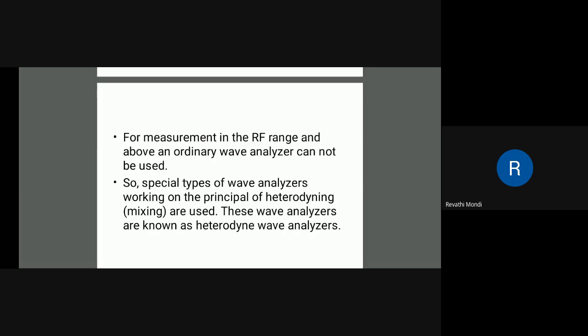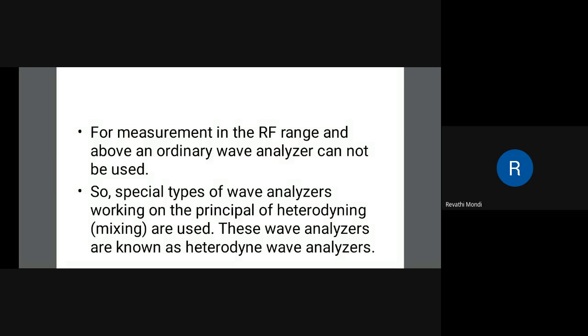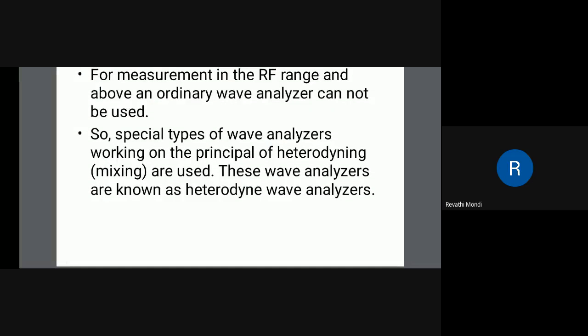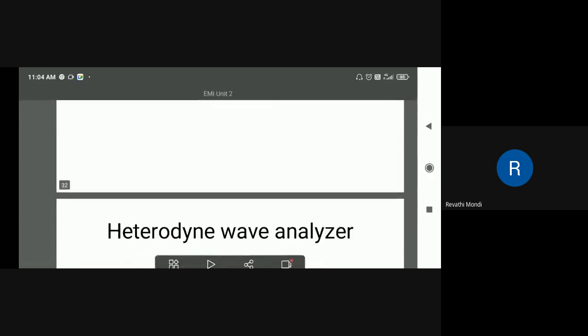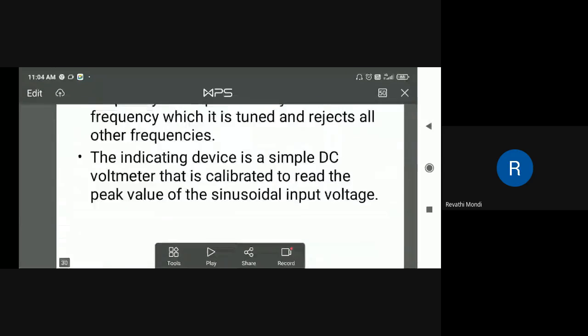Okay, students, all of you, please see this slide. For measurement in the RF range and above, ordinary wave analyzers cannot be used. So for RF range measurements we can't use the ordinary wave analyzers. To calculate the particular range of frequencies, we have to use heterodyne oscillators only. Special types of wave analyzers working on the principle of heterodyning are used. These wave analyzers are known as heterodyne wave analyzers. So this is the heterodyne wave analyzer concept.